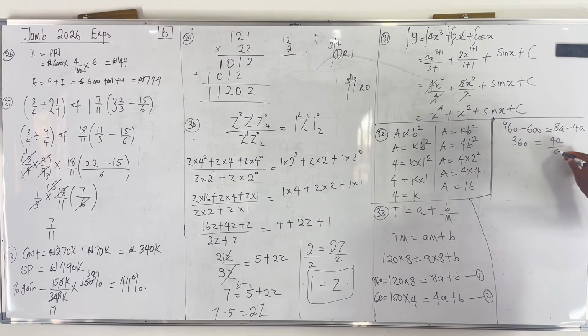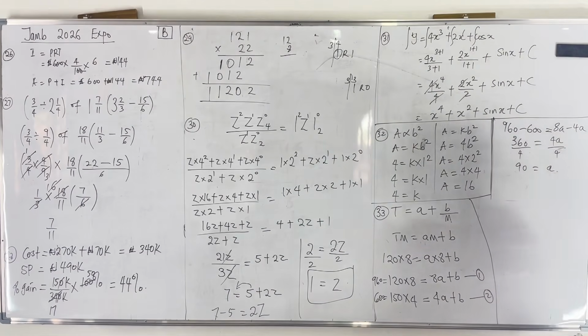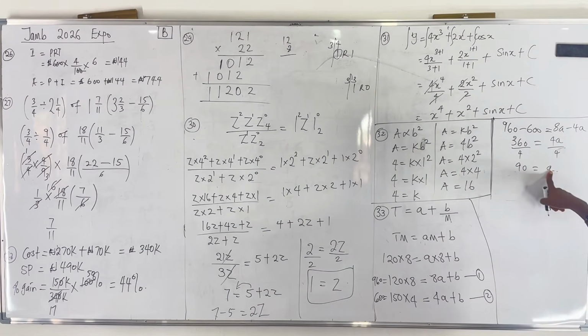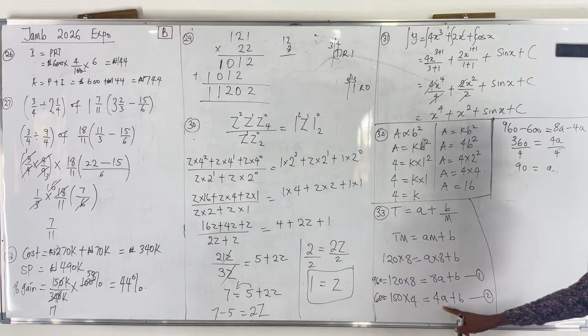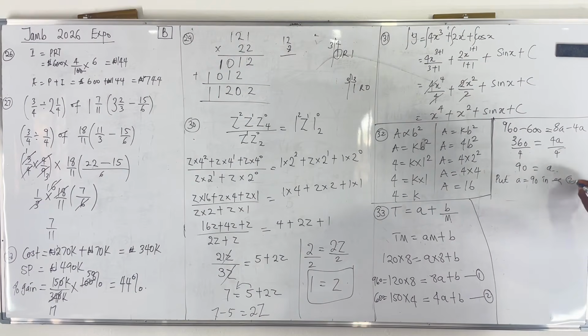Now to get a, divide both sides by 4. So 360 over 4 is 90. So this has to be 90 equal to a. Now that we have found the value of a, let's put this very number back into the second equation. So we'll say put a equal to 90 in equation 2.